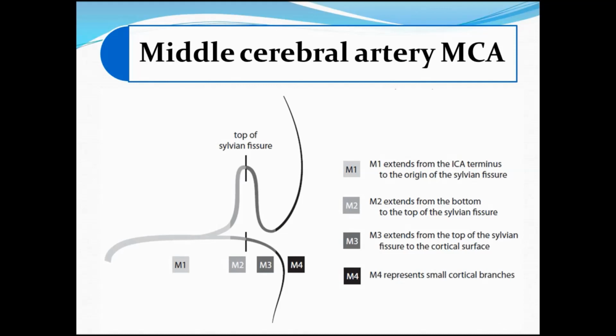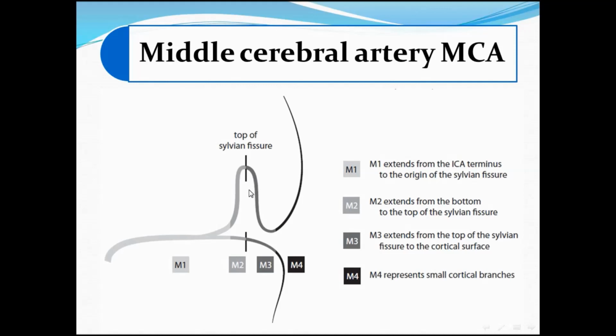Here we take a look at the segments of the cerebral arteries. Starting from the middle cerebral artery, it has 4 segments. The M1 segment extends from the internal carotid artery termination to the origin of the sylvian fissure. Then the M2 segment starts from the bottom of the sylvian fissure to the distal of the sylvian fissure.